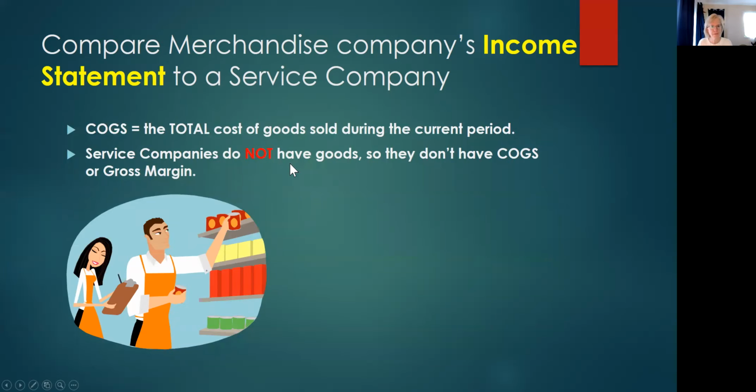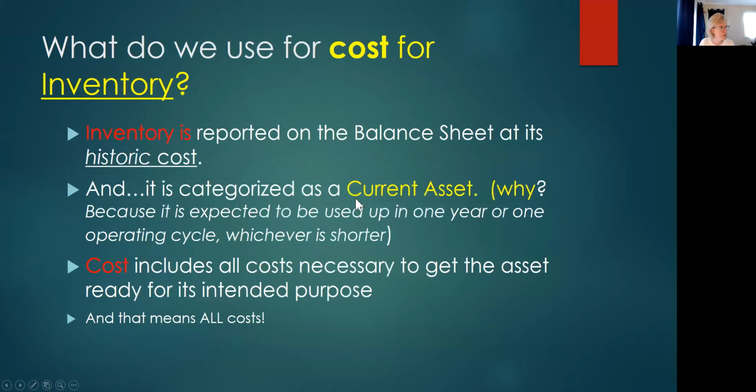Service companies don't have goods. That's another name for inventory, goods. So they don't have cost of goods sold or gross margin. Okay. All right, when a company buys inventory, they debit inventory and they credit cash or accounts payable. And the expectation is they're not going to hang on to it for a long time. They're going to buy it and resell it because you don't want it sitting around on your shelves.